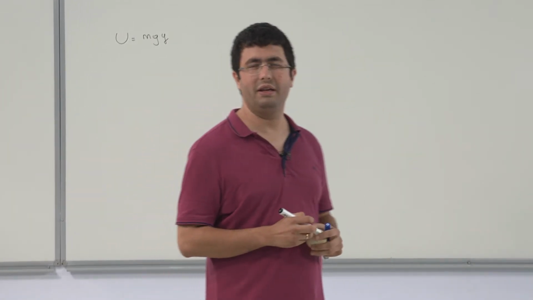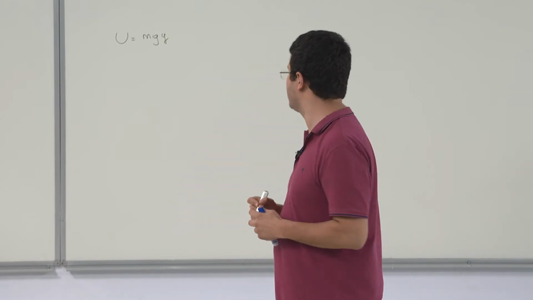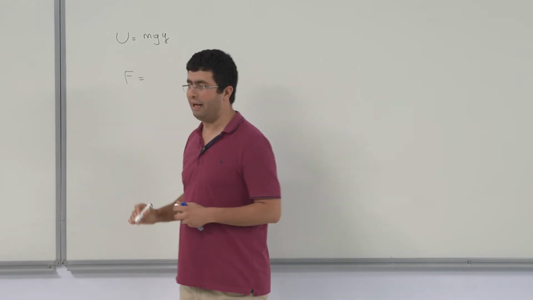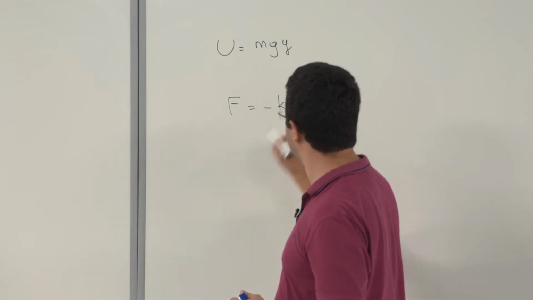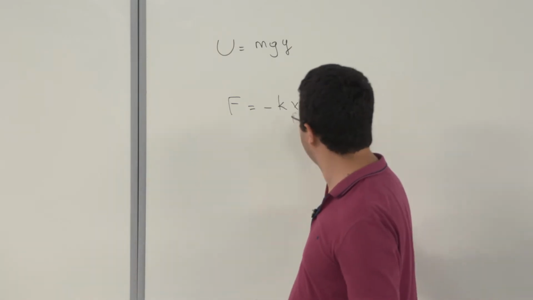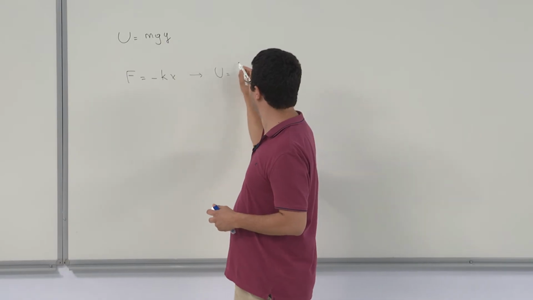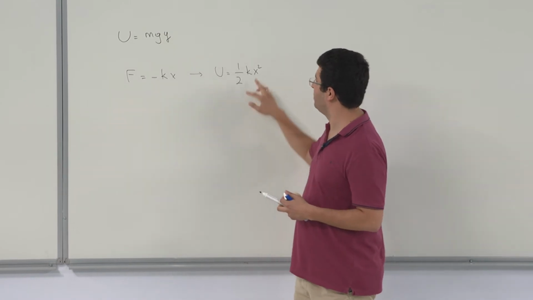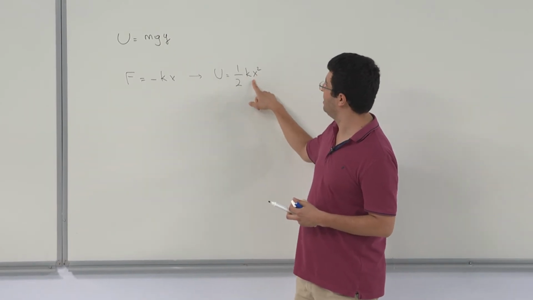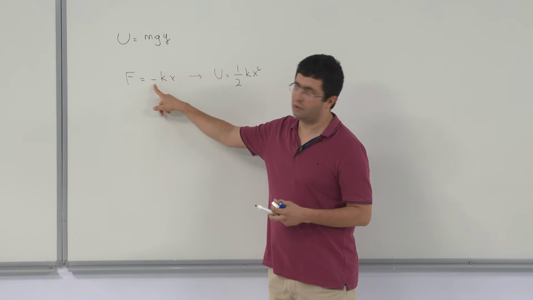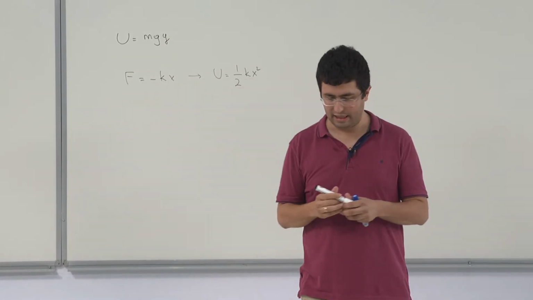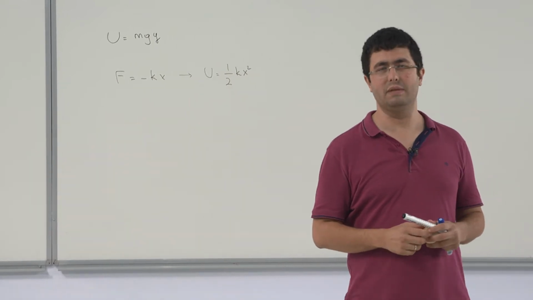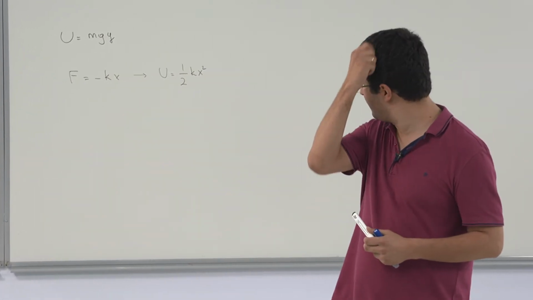Another example that you can think of is the mass and spring system. In the spring and mass system, the force acting on the mass is minus k times x, and this force can simply be obtained from the following potential energy, 1/2 kx squared. You can see this simply by taking the derivative with respect to x, you get k times x, you put the minus by definition, and that tells you the force acting on the mass in the spring and mass system is minus k times x.